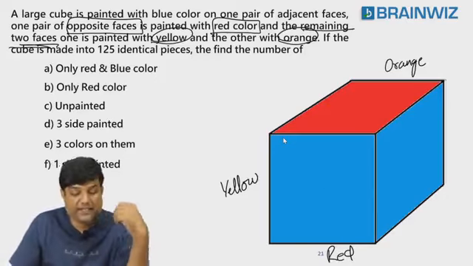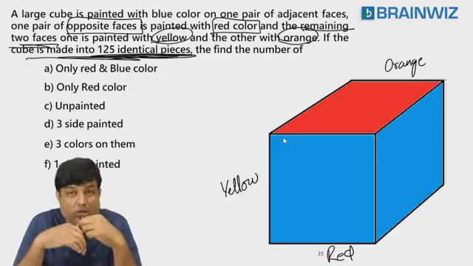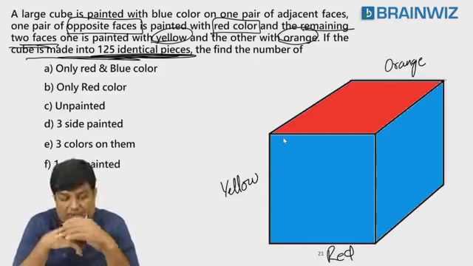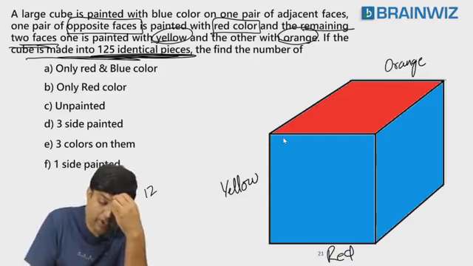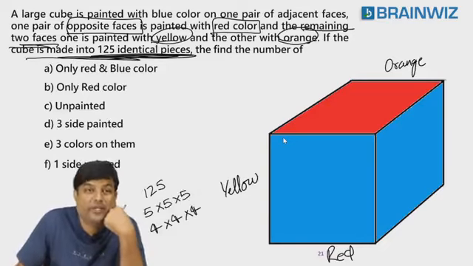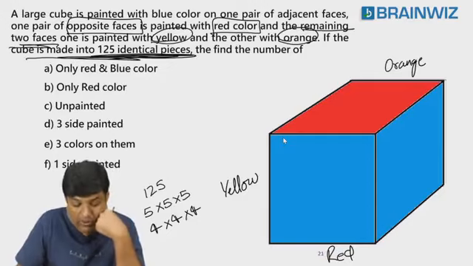Now, the next thing. Students, the cube is made into 125 identical pieces. How much? 1, 2, 5. 125 identical pieces. Whenever they say 125 identical pieces, you know that I need not tell you. 125 is 5 into 5 into 5. Again 4 into 4 into 4. Are you understanding, everybody? I hope you all know that.